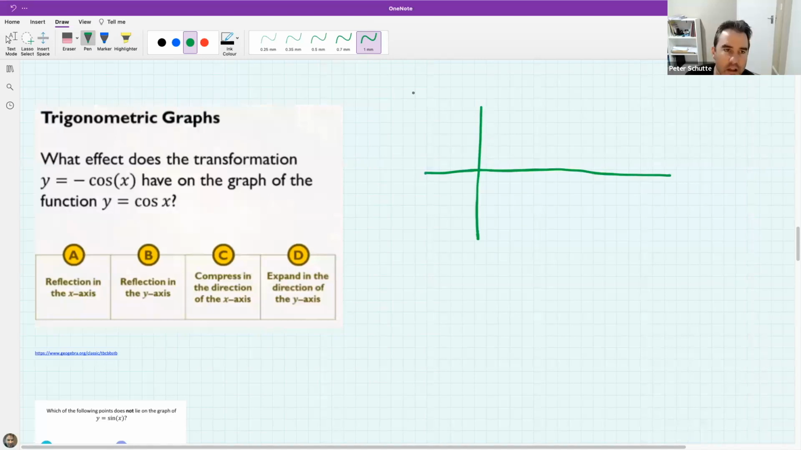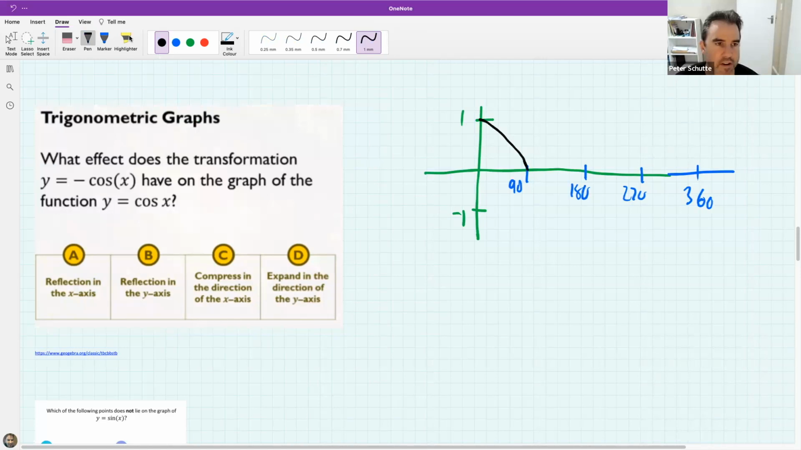So there's 90. So the graph should look like this. Now, what effect does this minus sign in front have? Well, there's some hands up there. Let me have a quick look. So a couple of A's and a couple of B's.